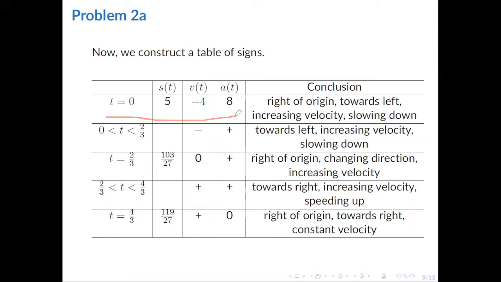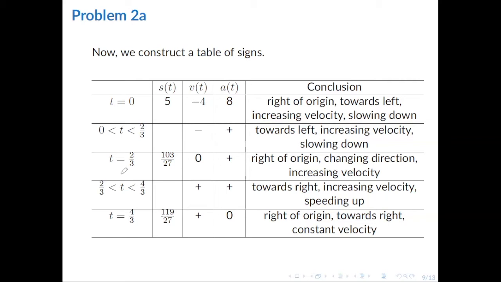So at t equals 0, the object is to the right of the origin, 5 feet right of origin. Then it moves to the left because v is negative. Then with respect to the relationship of v of t and a of t, the object is increasing in velocity and it's slowing down.